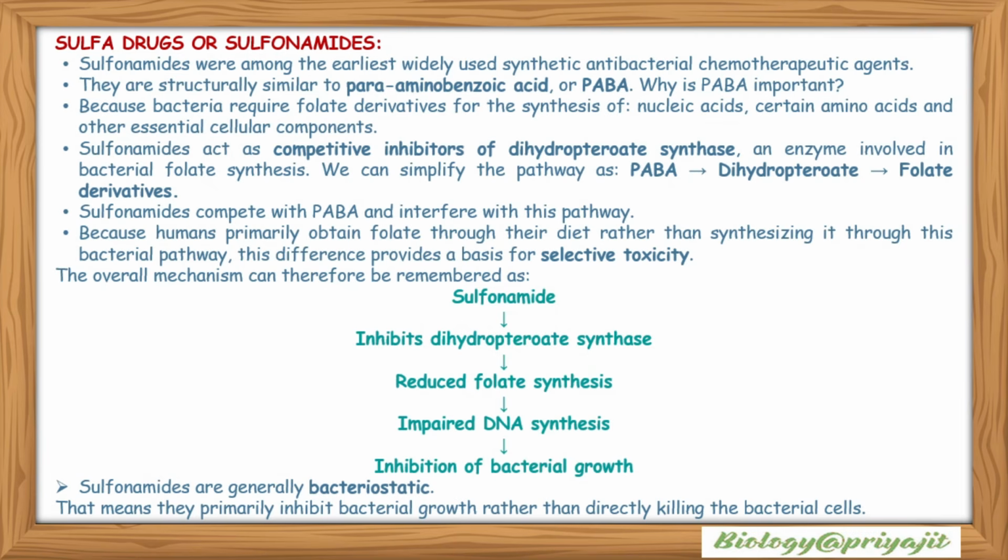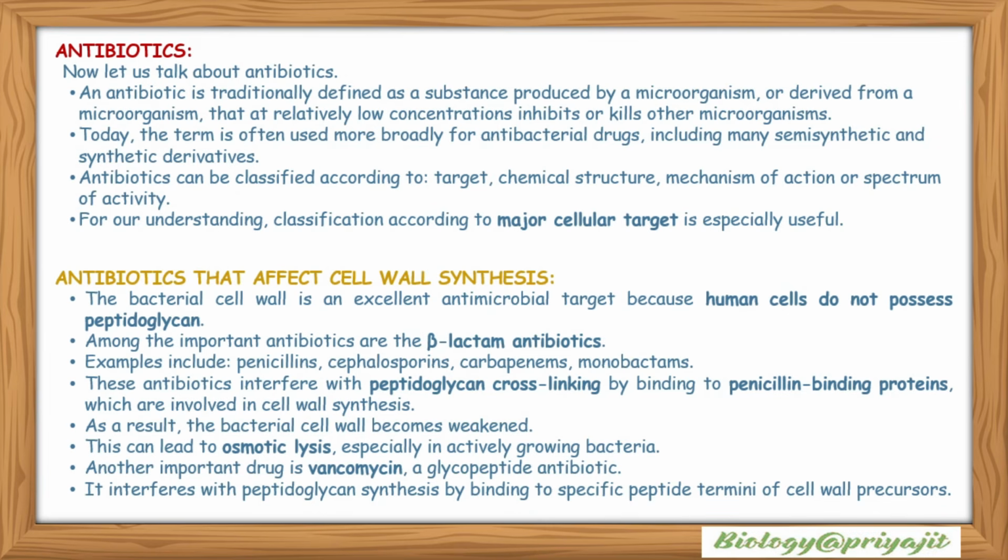Sulfur drugs or sulfonamides inhibit the dihydropteroate synthase enzyme, reduce folate synthesis, impair DNA synthesis and inhibit bacterial growth. So sulfonamides are basically bacteriostatic. They control the population of bacteria. Antibiotics that affect cell wall synthesis mainly target peptidoglycan. Another important class is the beta-lactam antibiotics.